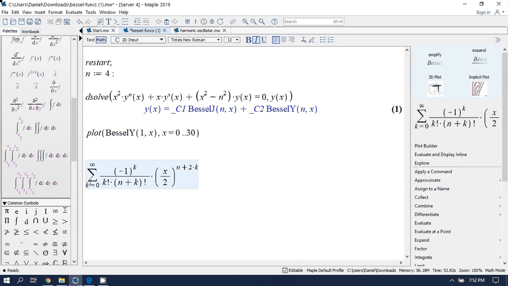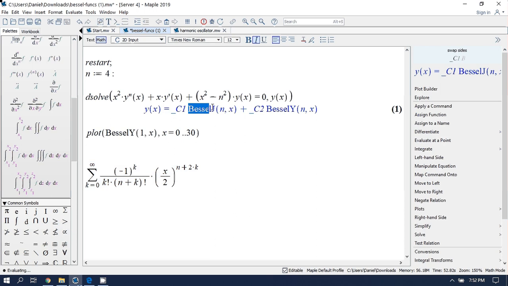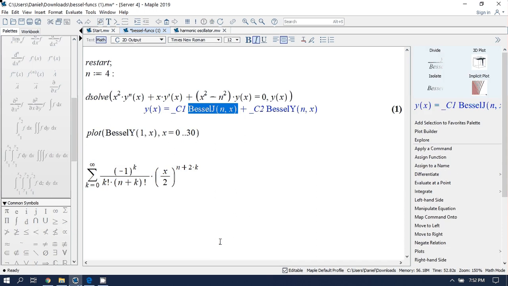And here, this series from 0 to infinity constitutes this part of the solution, the so-called Bessel function of the first kind. So the first part of the solution, this one, is called the Bessel function of the first kind. The second part is, well, guess what? Bessel function of the second kind. The Bessel function of the first kind will be the most important one for our purposes, as I will explain immediately.